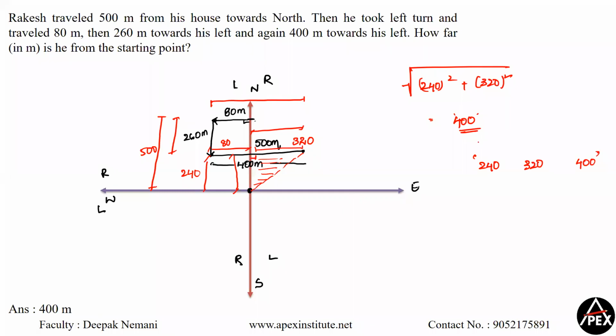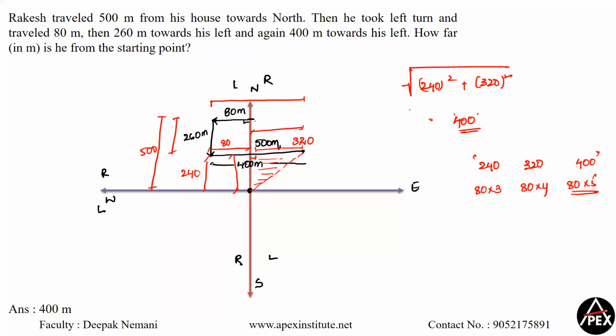Pythagoras triplets, isn't it? I can write this as 80 into 3, this is 80 into 4, and sides of a triangle. So the third side should be 80 into 5, which is 400. So do you know the Pythagoras triplets, guys? Yes or no?